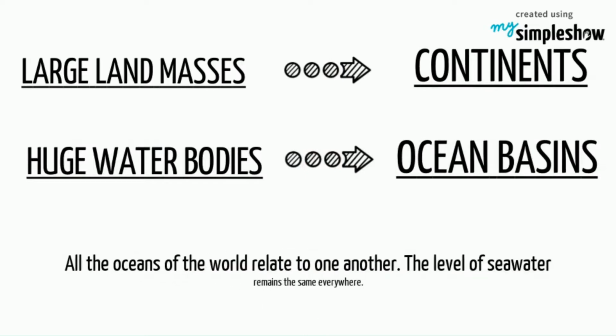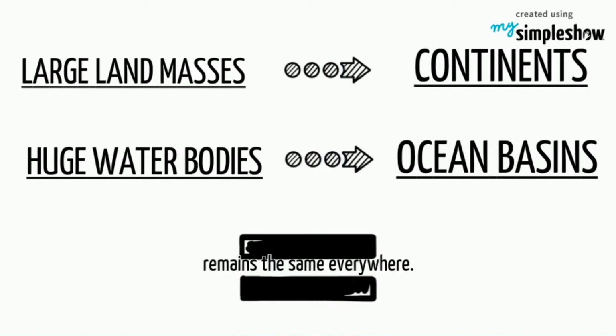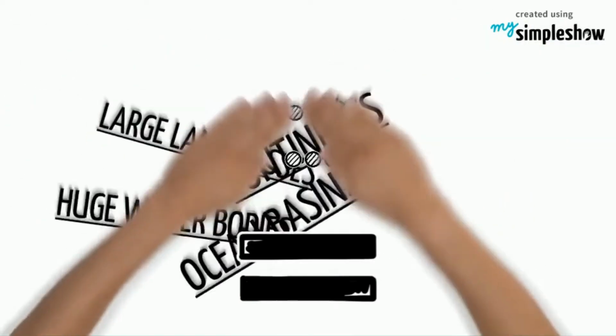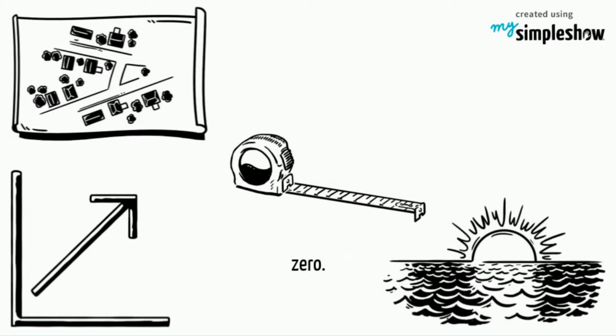All the oceans of the world relate to one another. The level of seawater remains the same everywhere. Elevation of land is measured from the level of the sea, which is taken as 0.